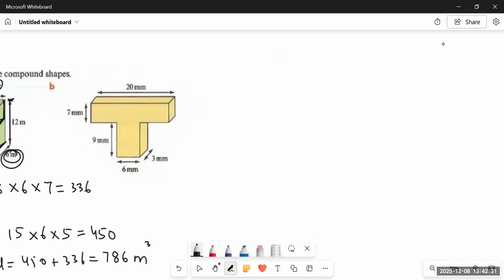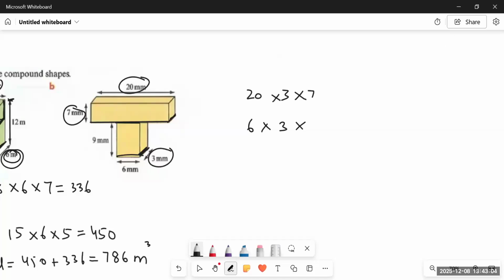For this T, again, we will do the same thing. We'll split it into two cuboids. So one of the parts is the top part. In the top part, we have the length of 20 millimeters, the breadth is 3 millimeters, and the height is 7 millimeters. Right? For the bottom part, the length is 6 millimeters. The breadth is the same. You can see that the breadth is the same for both parts, right? So it's again 3 and the height is 9.